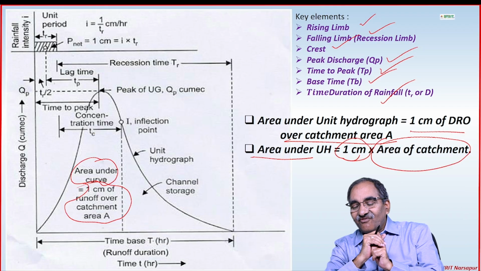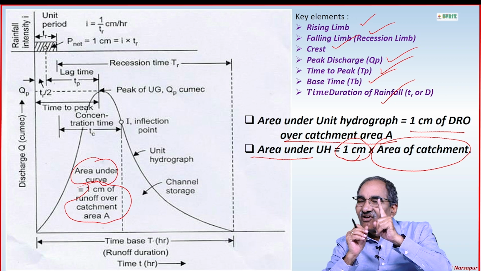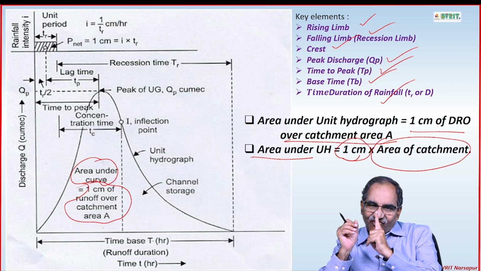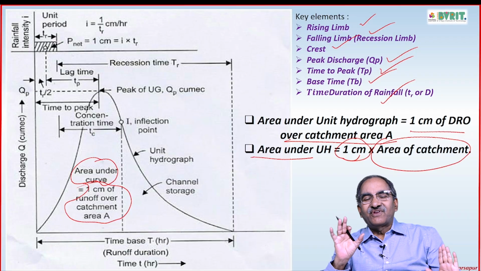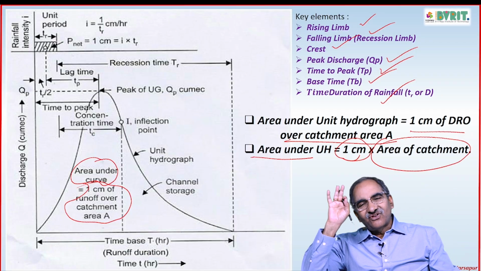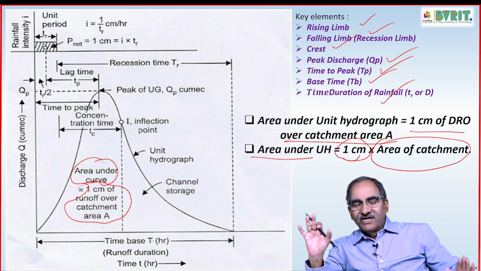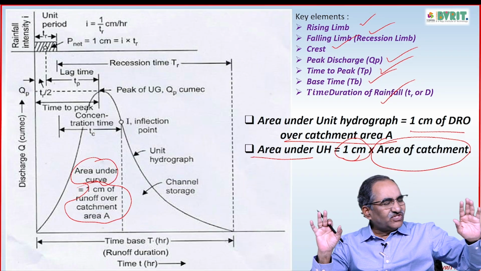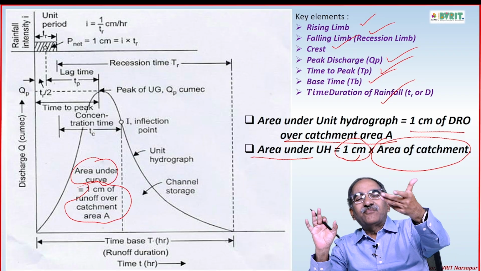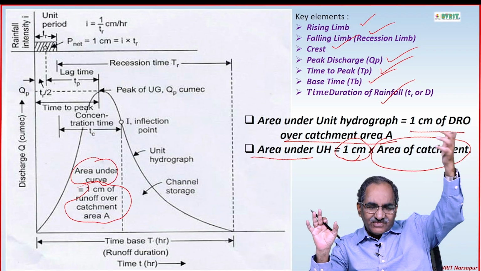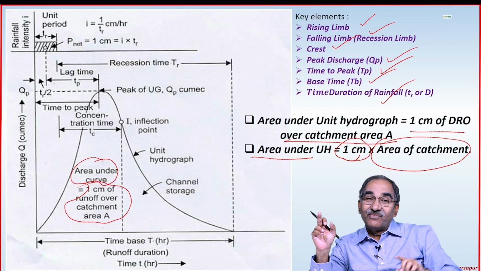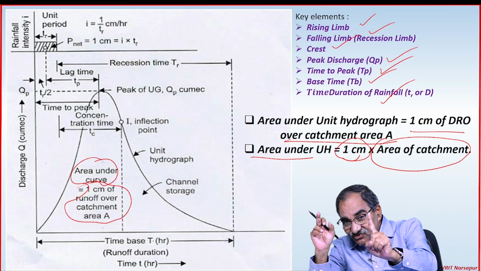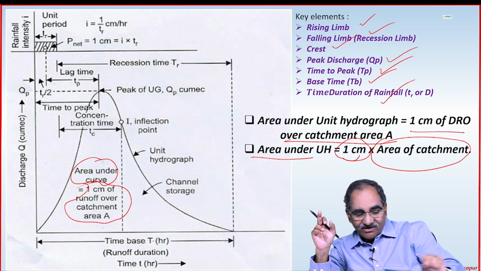But for a unit hydrograph, the depth of direct runoff should be how much? 1 centimeter. That is the fundamental difference between a direct runoff hydrograph and a unit hydrograph. For a direct runoff hydrograph, the depth of direct runoff will be something like 3, 4, 5, 6 centimeters, whereas for a unit hydrograph the depth of direct runoff should be 1 centimeter.